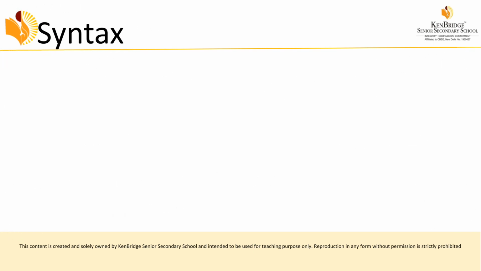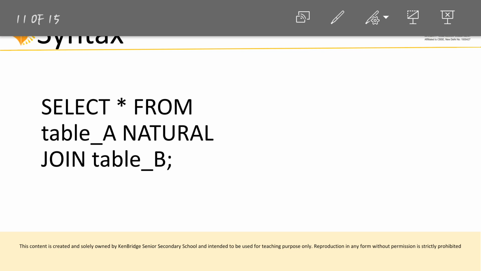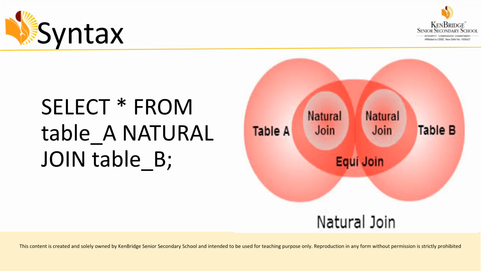So here is the syntax of natural join. So select star from table A natural join table B, okay? And this is a pictorial representation of natural join. How we will perform the EQ join? The same thing, but here we will not give the repeated values, okay?